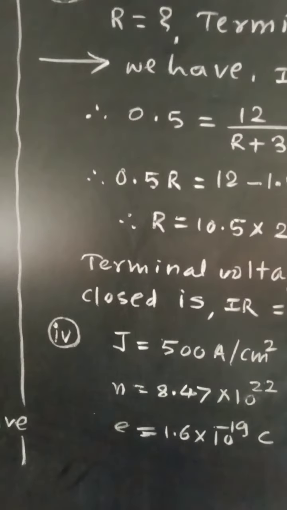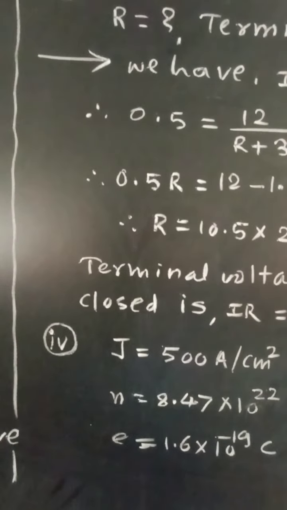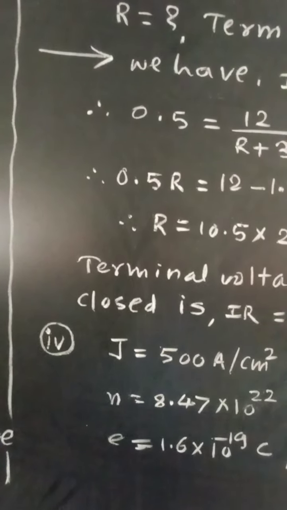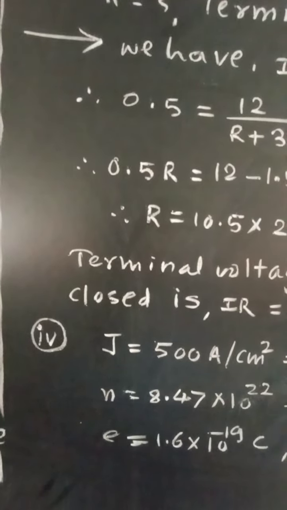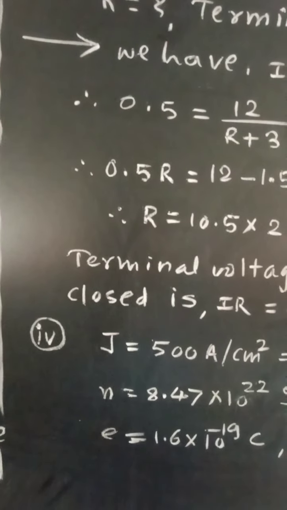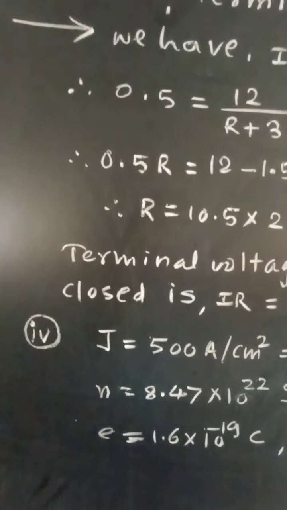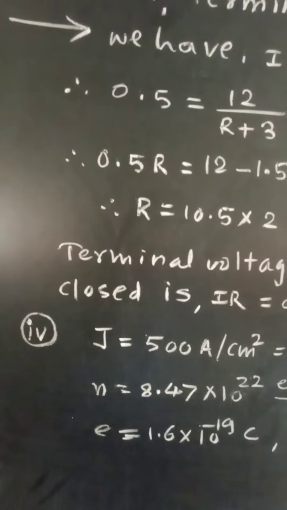Then go for numerical number 4, which is stated as the magnitude of current density in a copper wire is 500 ampere per centimeter cube.